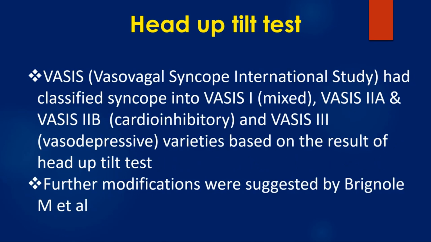The Vasovagal Syncope International Study classified syncope into VASIS 1 mixed, VASIS 2A and 2B cardioinhibitory, and VASIS 3 vasodepressive varieties, depending on the result of the head-up tilt test. Further modifications were suggested by Brignole and associates.